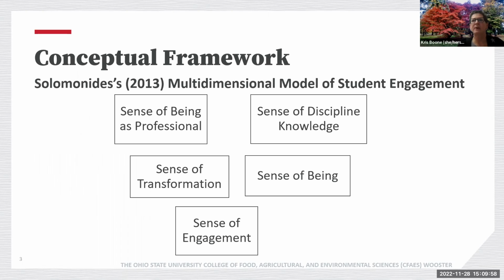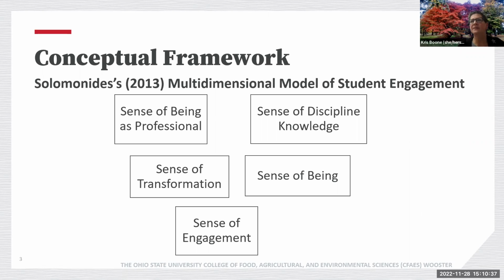It basically talks about what leads into engagement. So we start with that sense of being a professional, that I'm now joining this profession. And then on the other side, we have a sense of what the discipline knowledge is, what I'm learning about my own discipline. The sense of being a professional leads to a sense of transformation, that growth. I know I'm growing, I'm learning, I'm thinking, all of those kinds of things. And I know that that's happening for me as a learner.